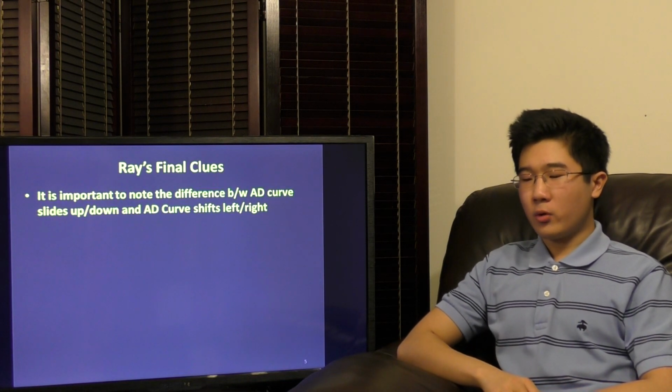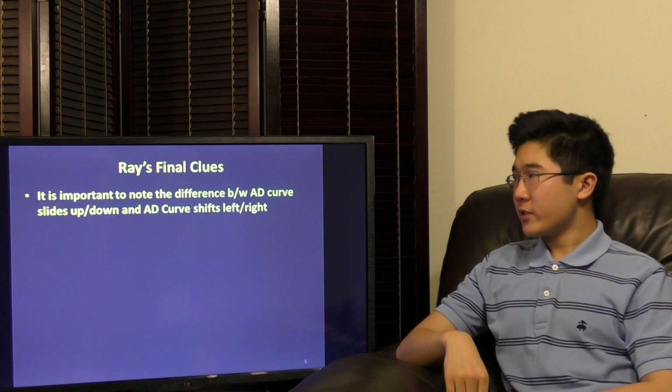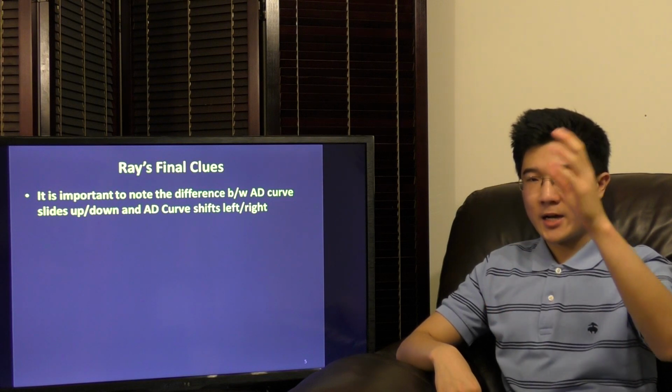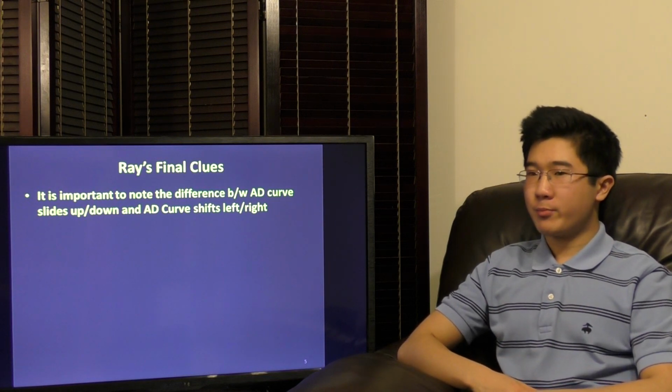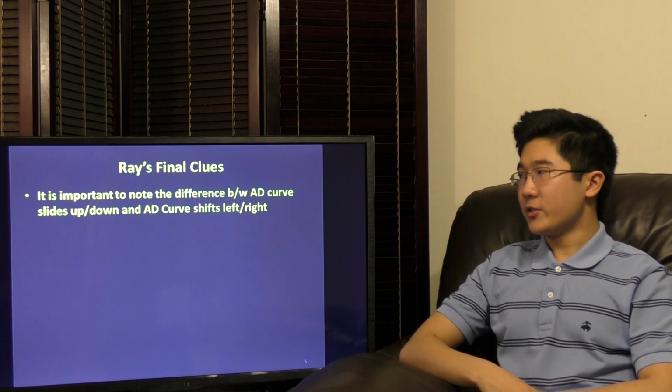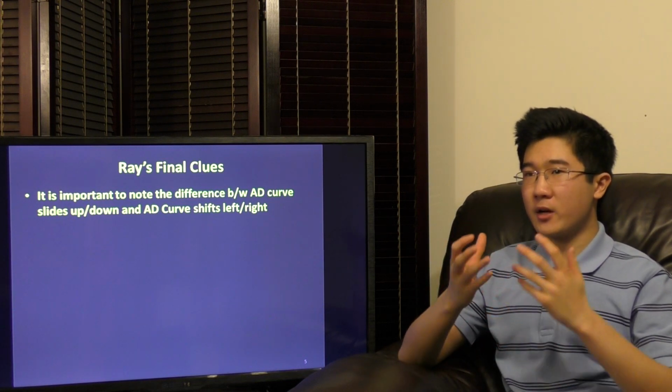So, a final clue: it's important to note that the AD curve shifts left and right due to external factors. We slide up and down along the AD curve due to pure price level fluctuations. And so that's the main difference you have to memorize, fundamentally speaking, with the AD curve.